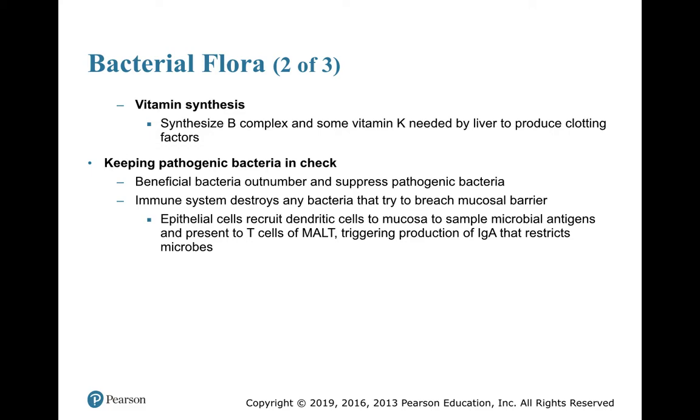They are important for synthesizing vitamins: B complex vitamins and vitamin K, needed for the liver to produce clotting factors. Beneficial bacteria outnumber and suppress pathogenic bacteria. The immune system helps to destroy any bacteria that get across the mucosal barrier. Epithelial cells will recruit dendritic cells to the mucosa, and they sample microbial agents and present them to T cells of the MALT system, and that triggers the production of IgA antibodies that restrict the microbes.